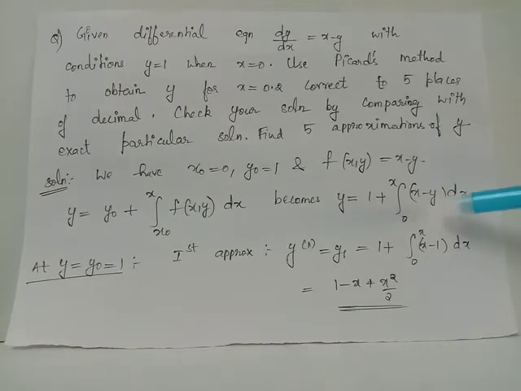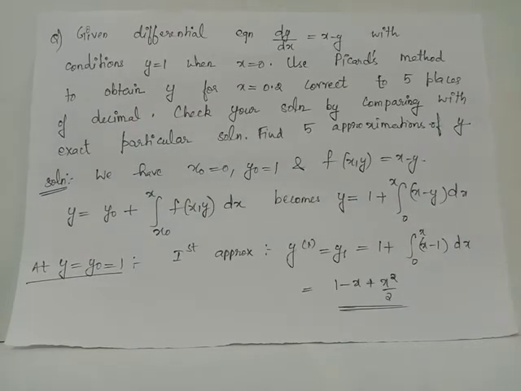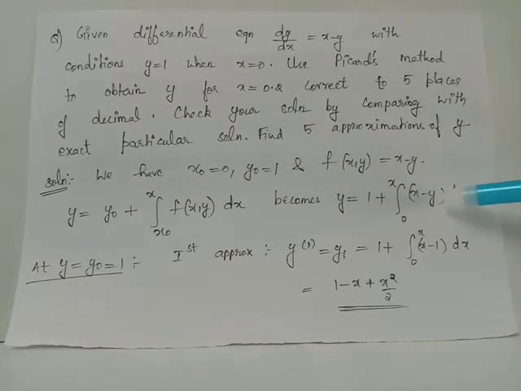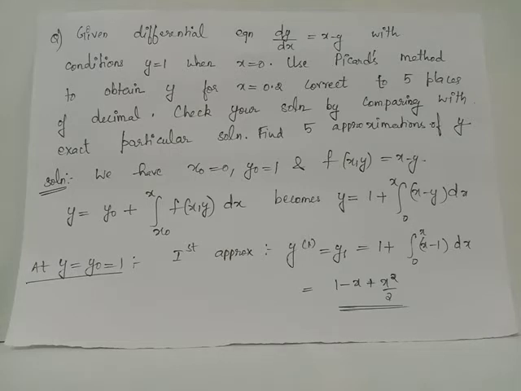Here in this equation, when you give y = y0, you will get the first approximation. That is, the first approximation y1 = 1 + integral from 0 to x of (x - 1) dx. When you give y = y1, you will get the second approximation, y2 = 1 + integral from 0 to x of (x - y1) dx. The third approximation will be y3 = 1 + integral from 0 to x of (x - y2) dx. The fourth approximation will be y4 = 1 + integral from 0 to x of (x - y3) dx, and so on.